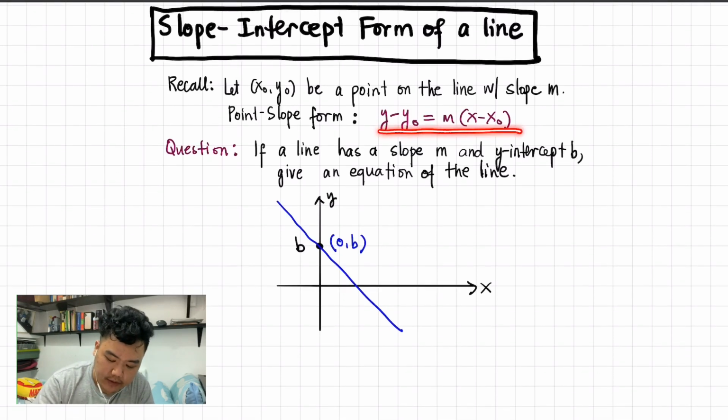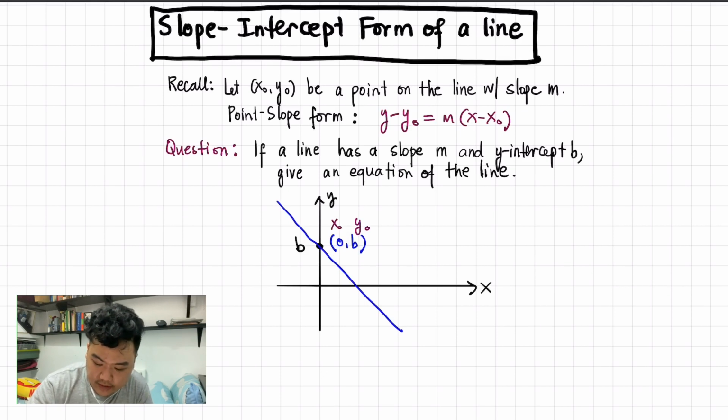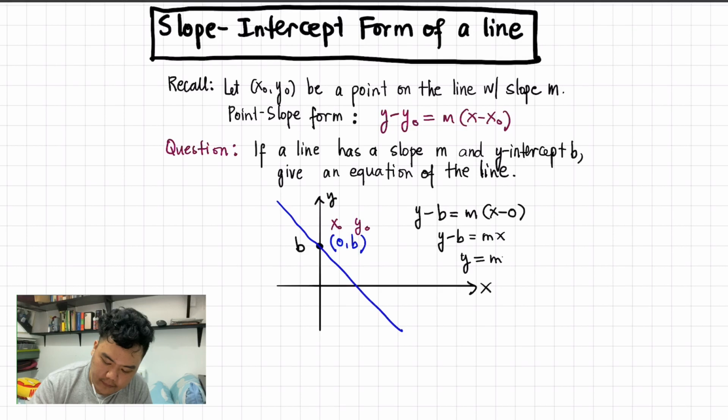Let us apply this one. Let's set this one as (x naught, y naught). So the equation of the line is y minus y naught, which is b, equal to m times (x minus x naught). So y minus b is mx. Transpose, and we get y equal to mx plus b. So we get this equation.